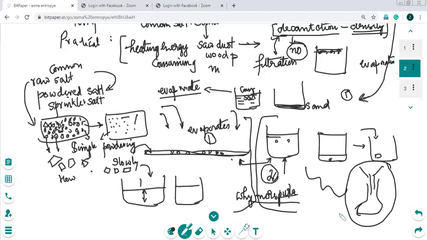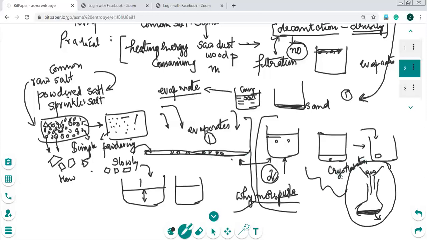So impurities, where is the impurity? Impurity is here. Impurity has come along with the liquid down, and your crystal is pure. That process is not here. You got it? Yes, sir. And this process is known not as evaporation. This is known as crystallization. Is it clear? Yes, sir.